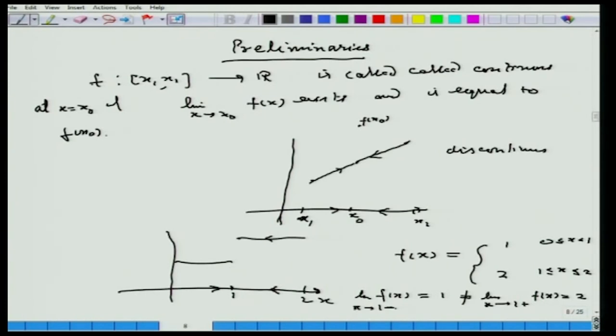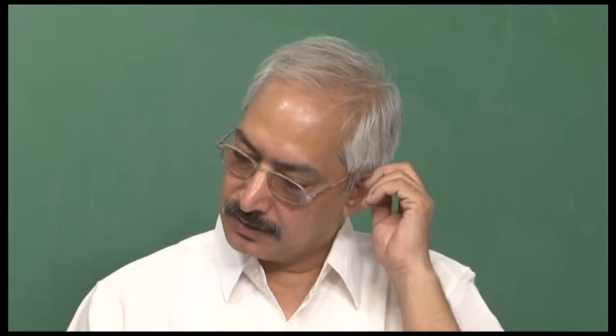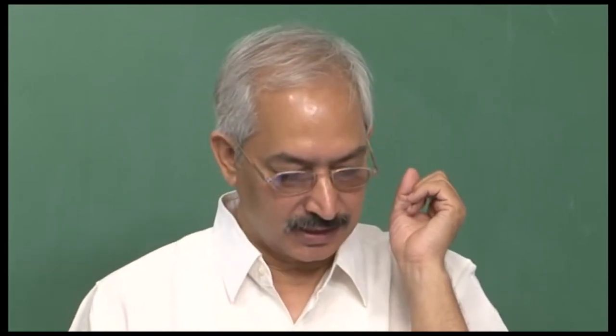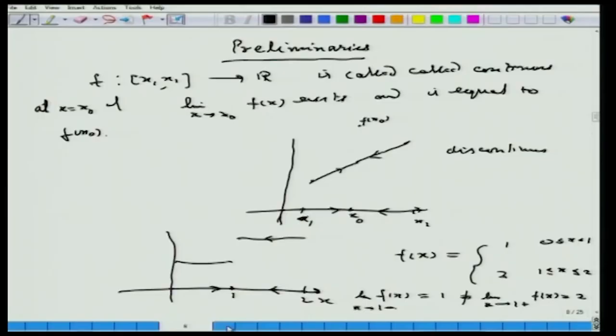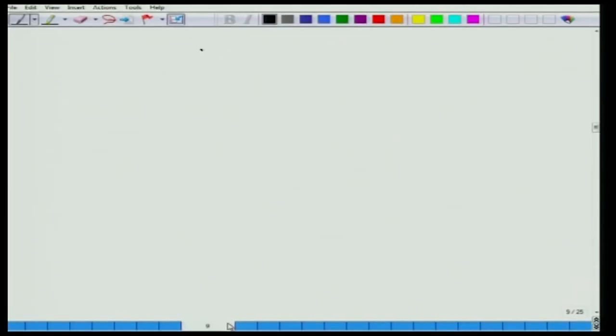The discontinuity of the second kind is where the limit does not exist at all, where one of the limits, left or right, does not exist. Such a thing will be called a discontinuity of the second kind. We will not be considering such functions. We will consider only functions having discontinuities of the first kind, so that they have jumps at finitely many points. Such functions are called piecewise continuous functions.